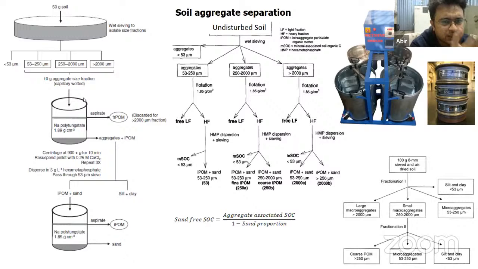Whatever portion is broken through the glass beads and shaking, and whatever portion is not broken, meaning stable, we term as the micro aggregate associated with the macro aggregates. Then again in those portions we have to remove the light fractions and also remove the sands, and we can get the aggregate protected soil organic matter, which is very important for seeing the stability of organic matter.